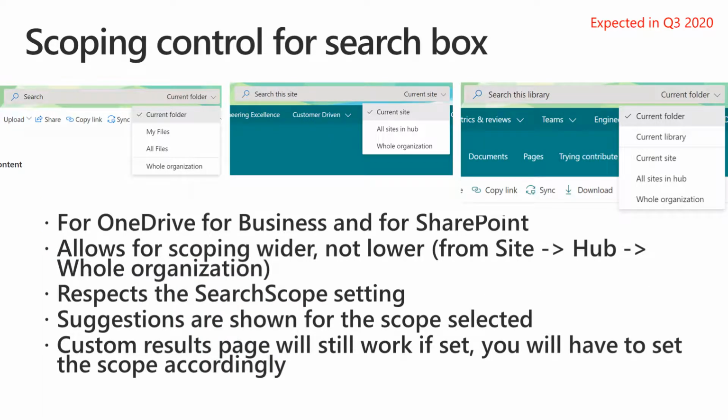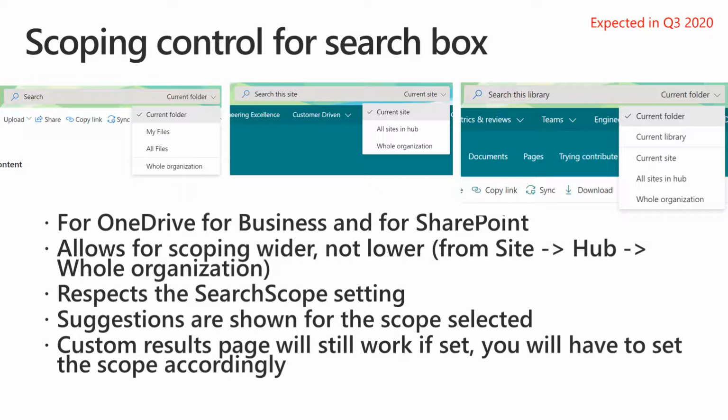Here are some of the things that you can look forward to. Over the next quarter, we are hoping to introduce a scoping control into the search box. This will help you see the context of where you're going to be searching more easily, and then switch this context as necessary. This will be available in OneDrive for Business. It will show up like this, as you see on the left, where you'll be able to scope searches to the current folder or only My Drive, or all files in the organization.